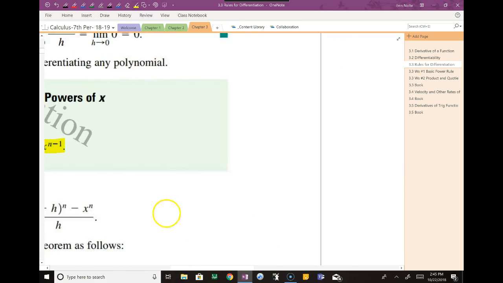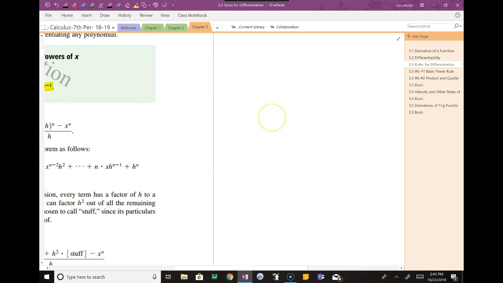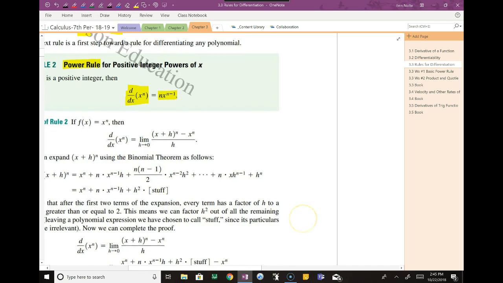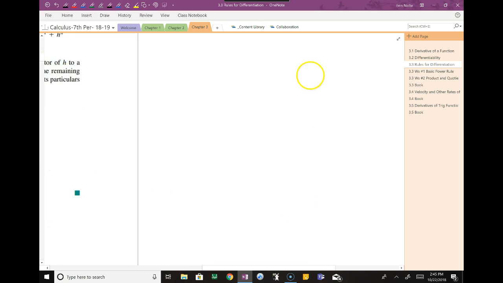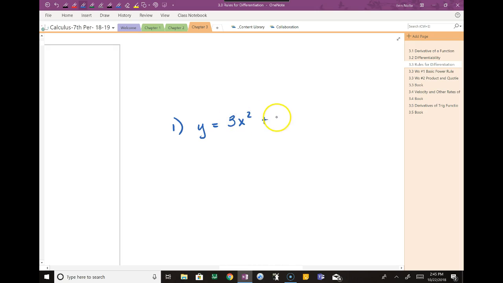Okay, example? No, I think I understand it already. N minus 1. Can you just test me? All right, I'm going to make one up. Example number 1. Let's say I have an equation, y in this case, which is 3x squared plus 5x minus 2.